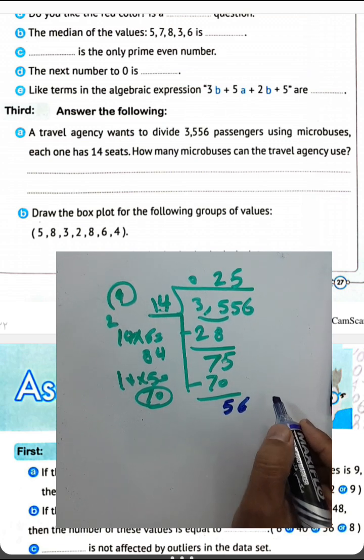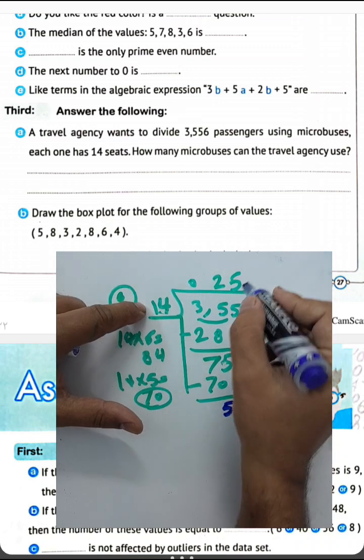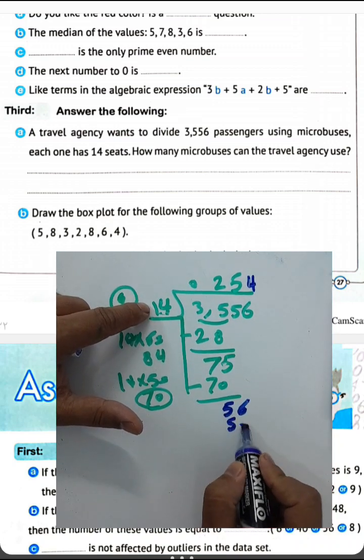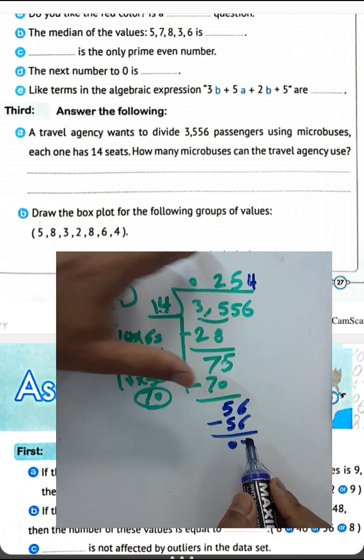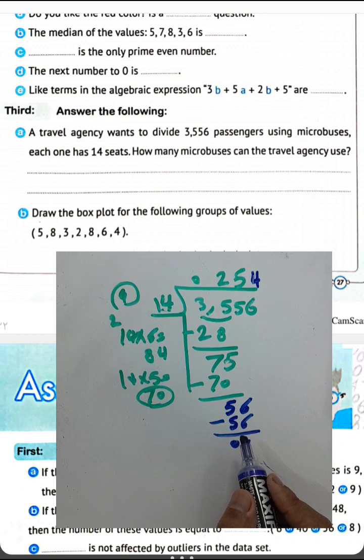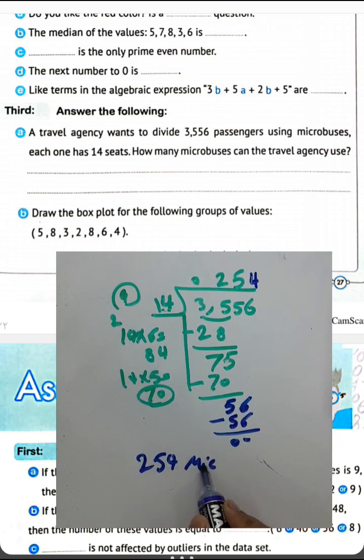56 divided by 14 equals 4, because 4 times 14 equals 56. Write 4 here. Then the number of microbuses will be 254. We can write 254 microbuses.